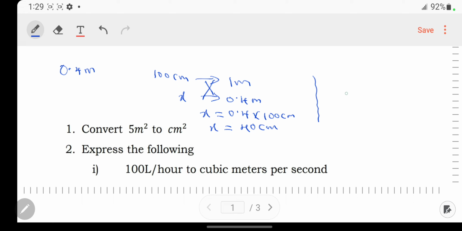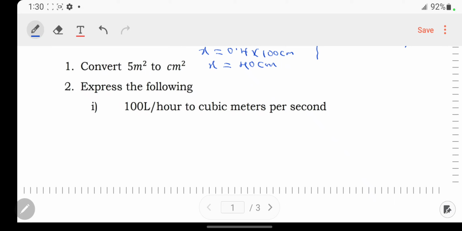Now using the chain link conversions, how are we going to do this? It's 0.4 meters, our unit of interest, and then we multiply. Since the meter is on the top, we are going to put the meter at the bottom. Then how many centimeters are in 1 meter? We know that it's exactly 100 centimeters. Then when we multiply 0.4 by 100, the meter goes, and we have 40 centimeters. So this is using the chain link conversions, and this is what we are going to apply for these problems.